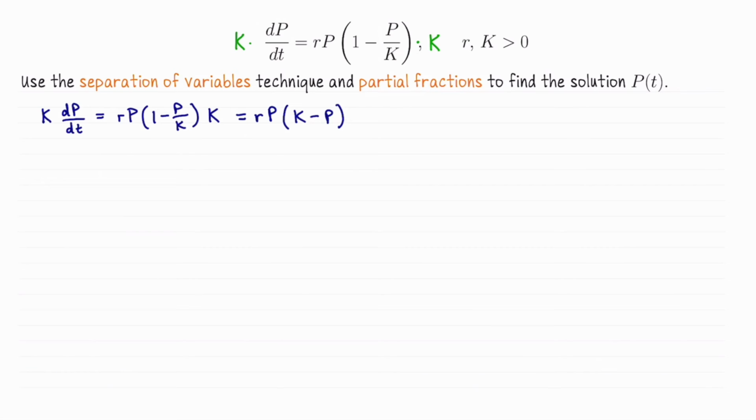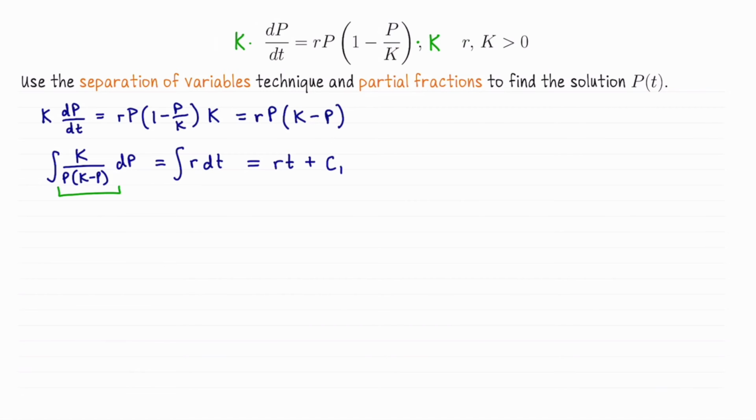In order to use separation of variables, I'm going to write this as the integral of k divided by P times (k minus P) dP, and set that equal to the integral of the constant r dt. Let's go ahead and integrate the right-hand side. That's just a constant integrated with respect to t. That's going to be rt plus a constant. I'm going to call it c1.